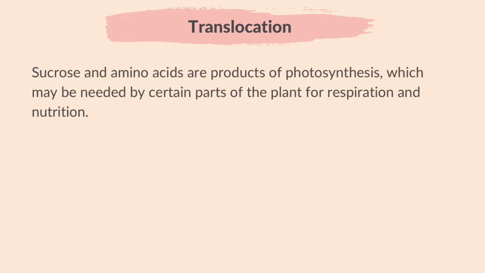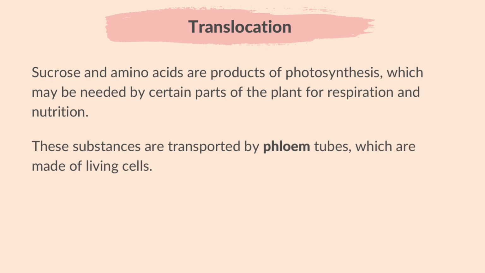Finally, let's learn about translocation. All this while, we discussed how water is transported around the plant through xylem vessels. Now let's see how sucrose and amino acids are transported through the plant. Sucrose and amino acids are products of photosynthesis, which may be needed by certain parts of the plant for respiration and nutrition.